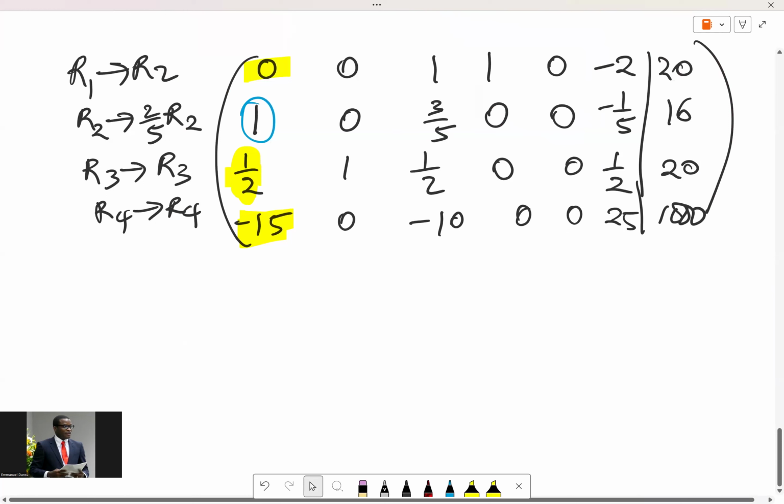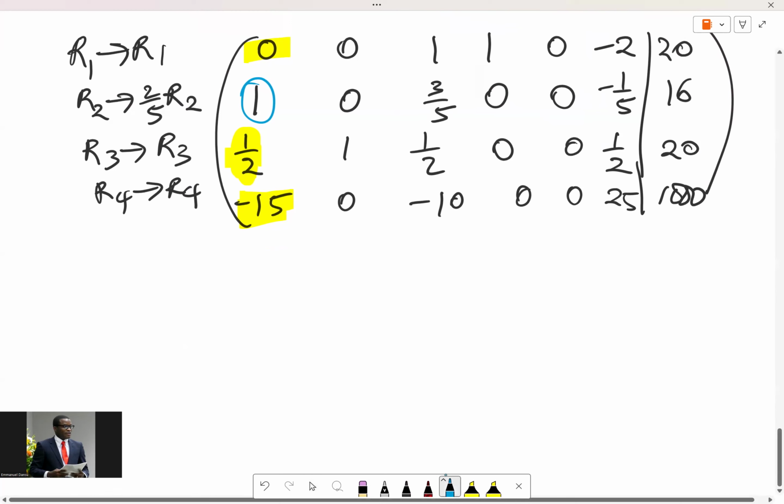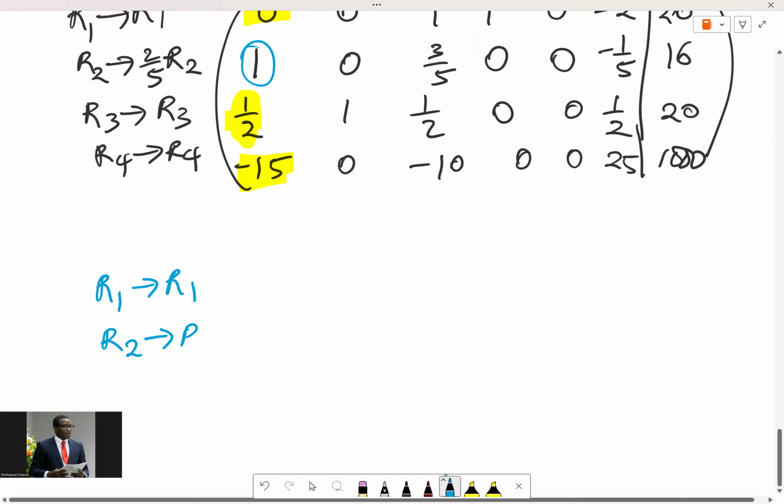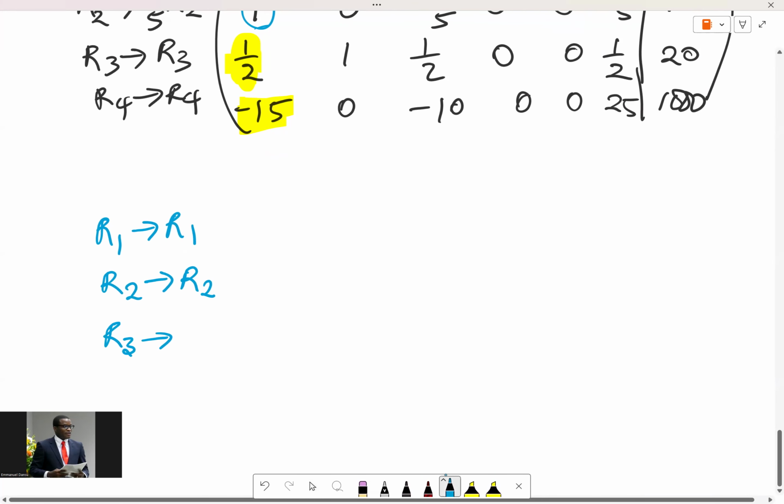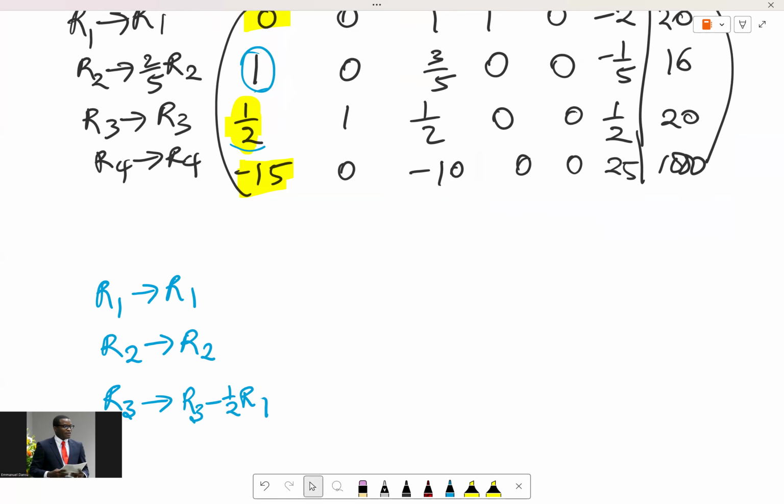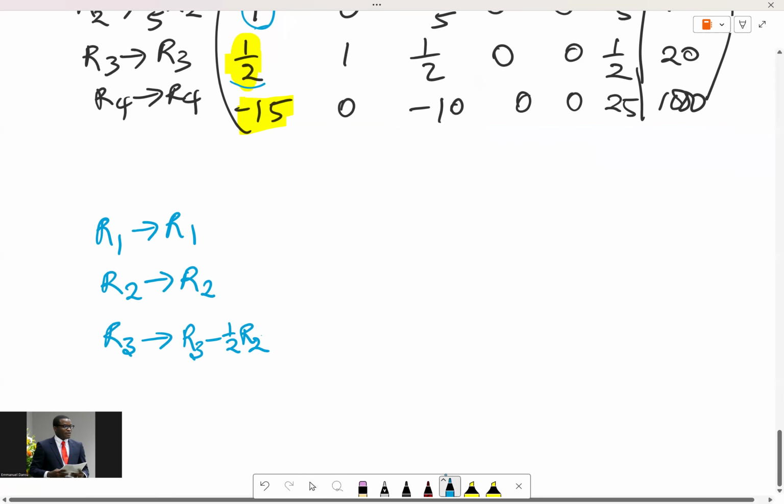So okay, what did I do here now? R1 remains R1 because it's already 0. We want it to be 0 and it's already 0. Then R2 also remains R2. It's the pivot, and we already have the 1 here, so we don't have to worry. Then for R3 now, we need this place to be 0. The only way to do that is to say the new R3 is the old R3 minus half times R2, which is the pivot, so that we get 0.